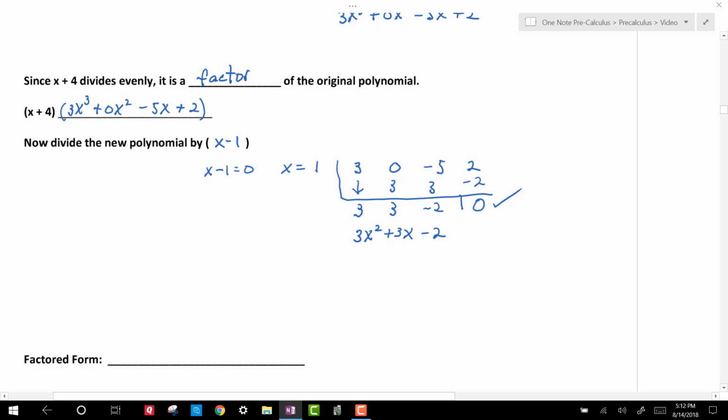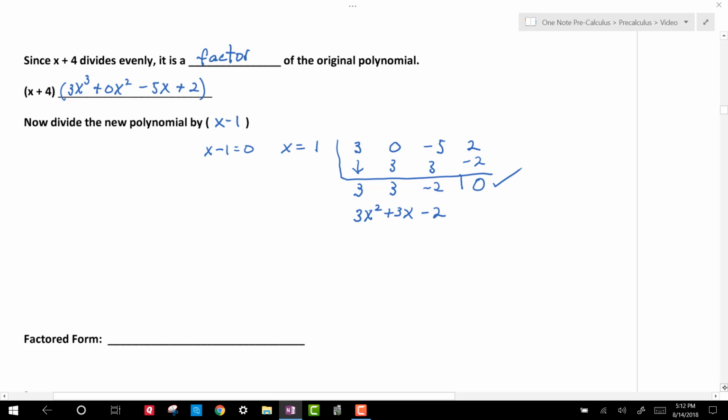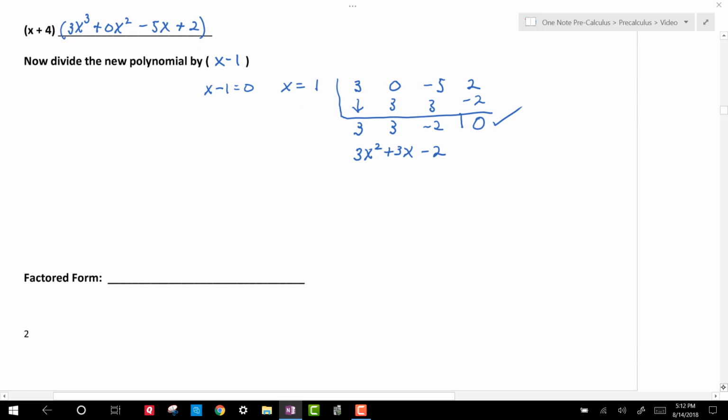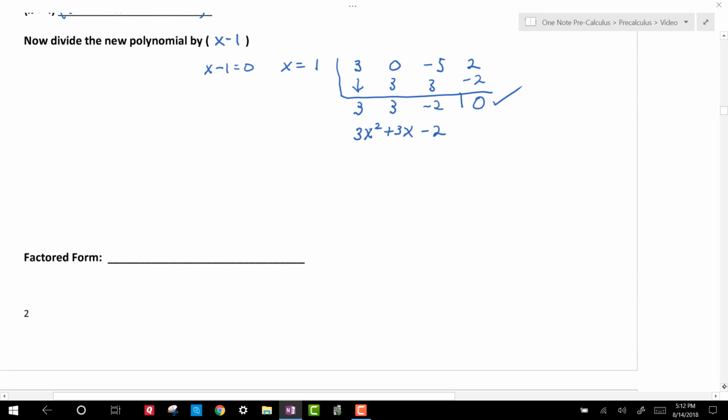And if you check that with some factoring methods, you're going to find out that that one doesn't factor. So my factored form would be x plus 4 times x minus 1 times 3x squared plus 3x minus 2, and that polynomial would be completely factored.